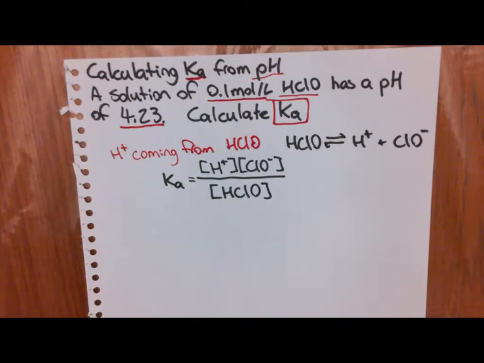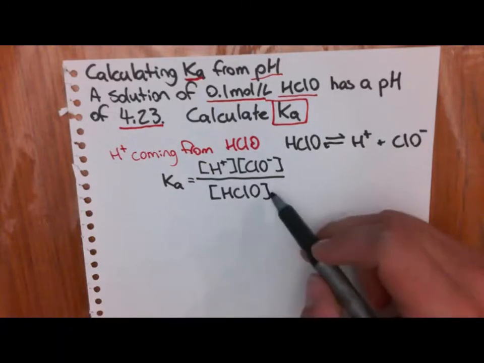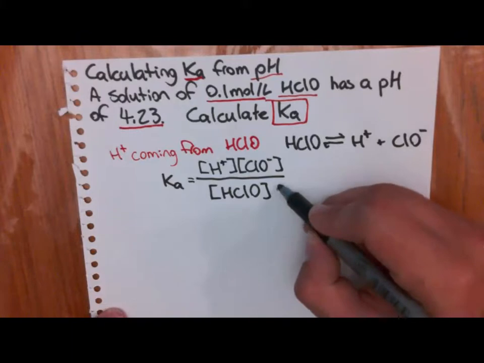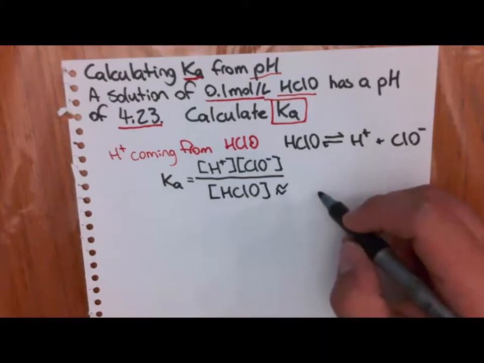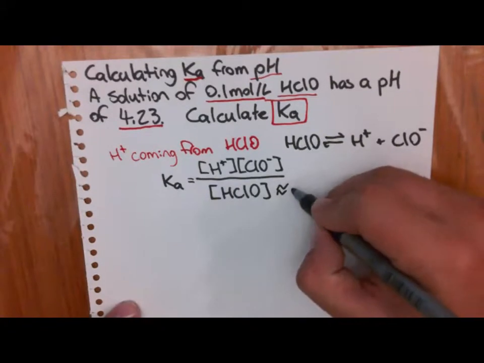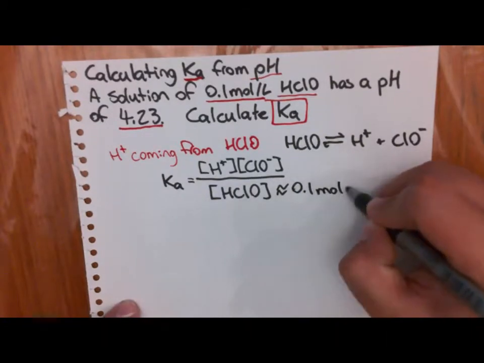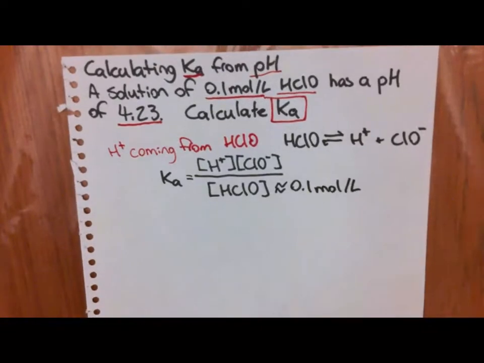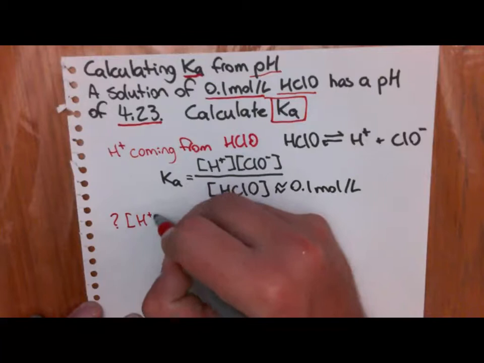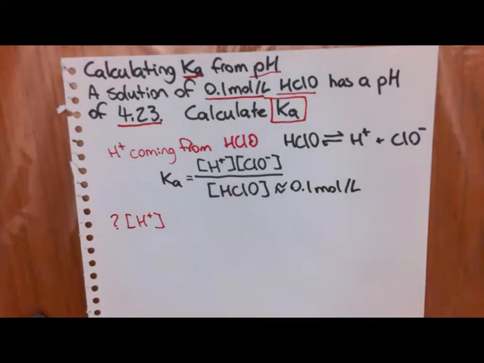So we need to see at equilibrium that our HClO, just because this is such a weak acid, is approximately equal to, and we're making this assumption right off the bat, 0.1 moles per liter, because this is such a weak acid. So what we need to determine is the H plus. We need to figure out, what is our concentration of H plus ions in solution at equilibrium?